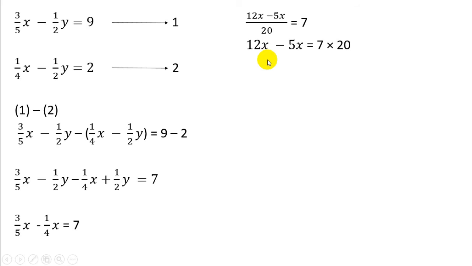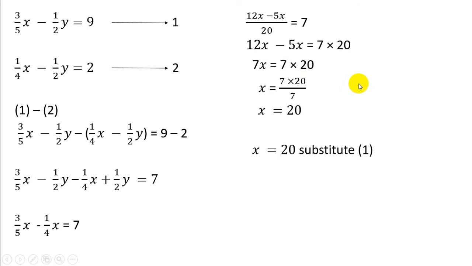So here you get 12x minus 5x equals 7 multiplied by 20, because this is division, divided by 20. So when you shift it to the other side of the equation, it's multiplied by 20. So you get 7x, because 12x minus 5x is 7x, equals 140, and you can cancel 7. So you get the value of x equals 20.